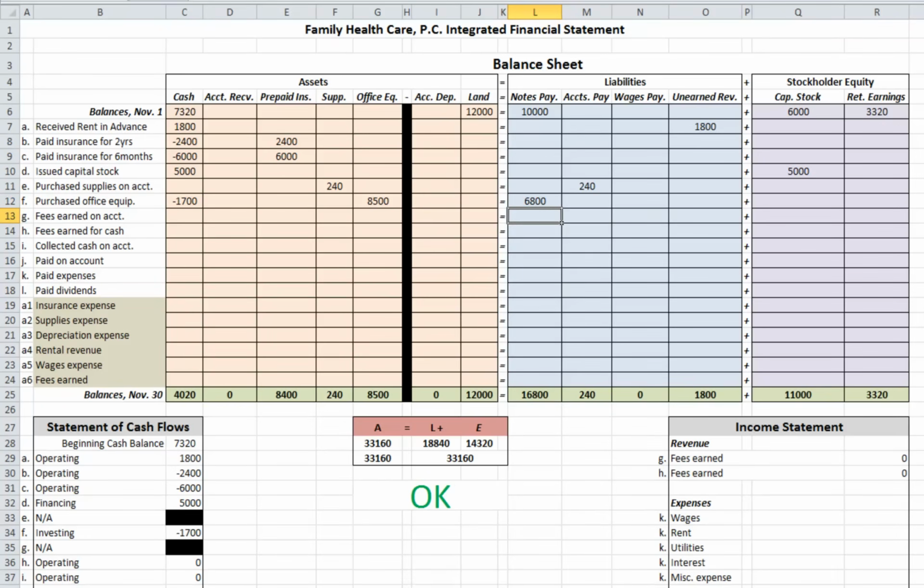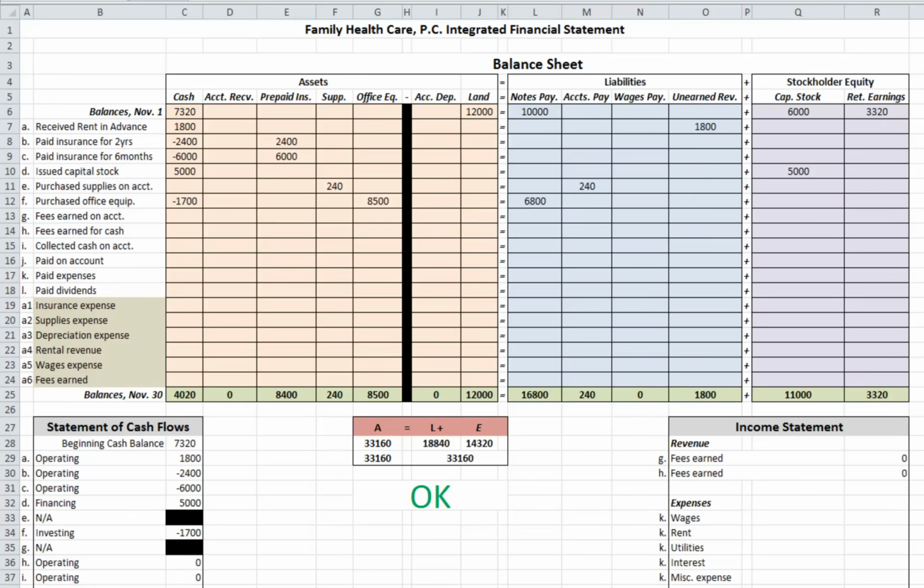So now, our accounting equation is balanced. We have a green OK there at the bottom. And what we've done is we've purchased some office equipment that has a worth of $8,500. We made a $1,700 down payment, but then we have to pay the rest, which is $6,800 over the next several months. So we have that obligation. We have that liability. Now, if you look at our statement of cash flows, we have a cash outflow of negative $1,700, which is the down payment we just made from our bank account. So everything is accounted for, everything balances out, and we are ready to continue.